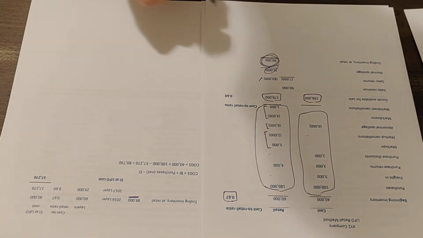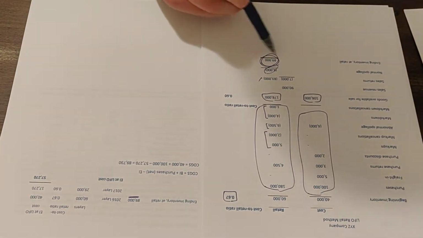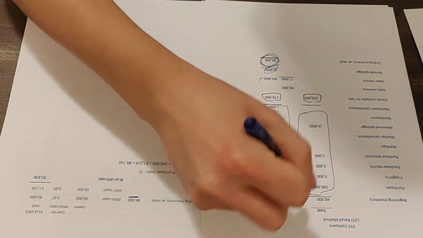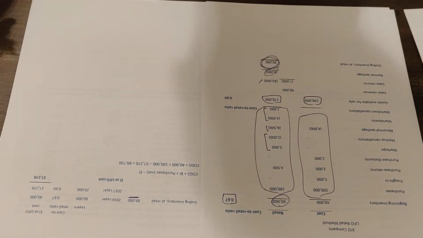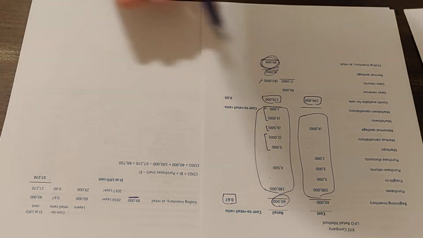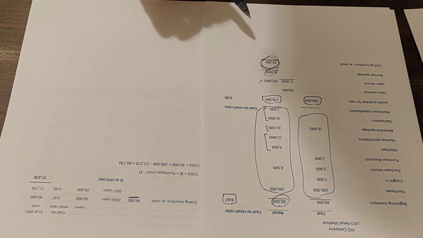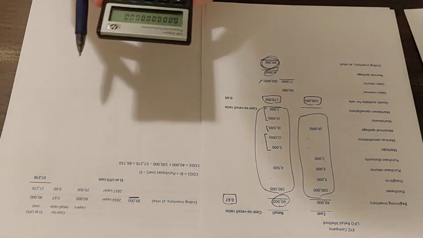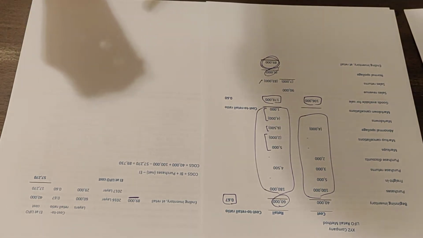Okay, so now what we do is we say ending inventory at retail. Okay, what we want to do is we want to compare this ending inventory at retail to the beginning inventory at retail. Okay, and then we want to make a determination. Did inventory go up or did it go down? Okay, in this case, clearly inventory went up, right? Because we have a situation where we have $89,000 in our ending inventory.